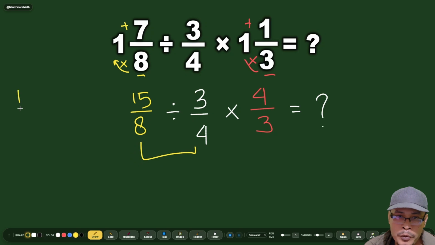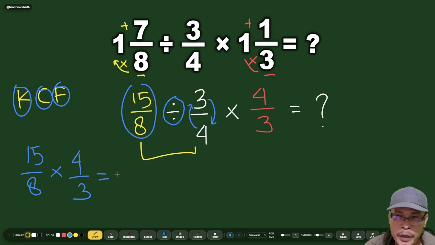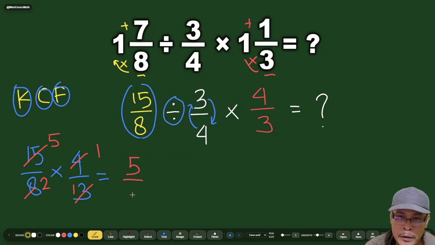Now, the first operation, 15 over 8 divided by 3/4. Keep, change, flip, K, C, F. 15 over 8 times 4/3. Cross cancel. 15 and 3 reduce to 5 and 1. 4 and 8 reduce to 1 and 2. That leaves us with 5 halves.